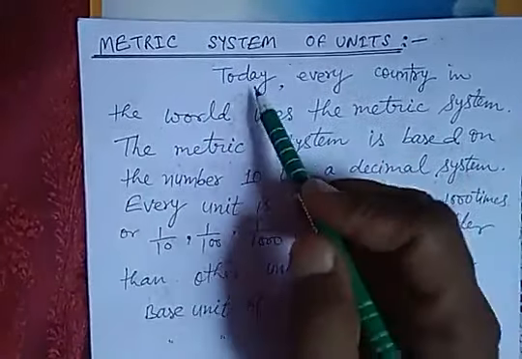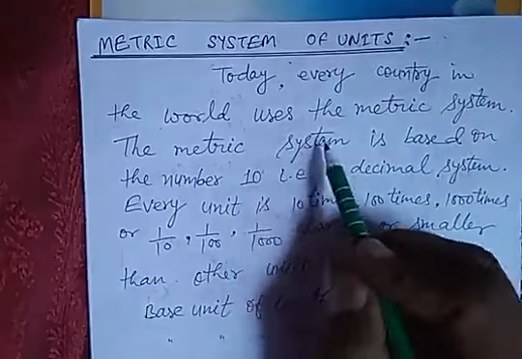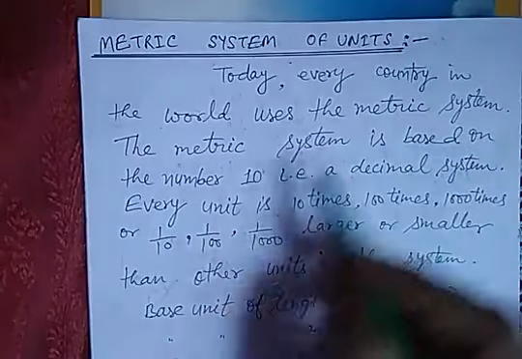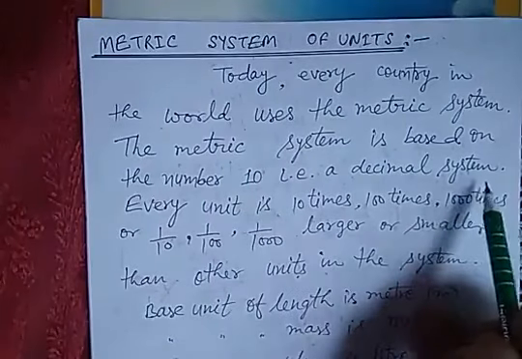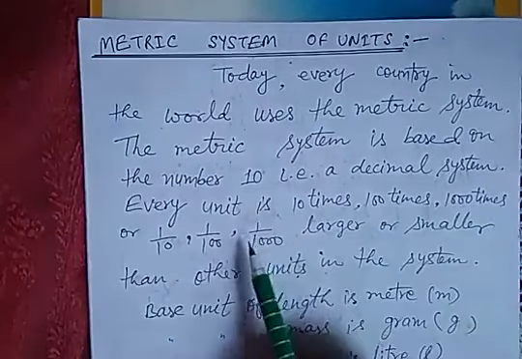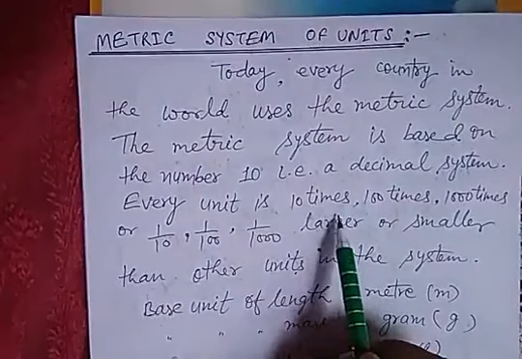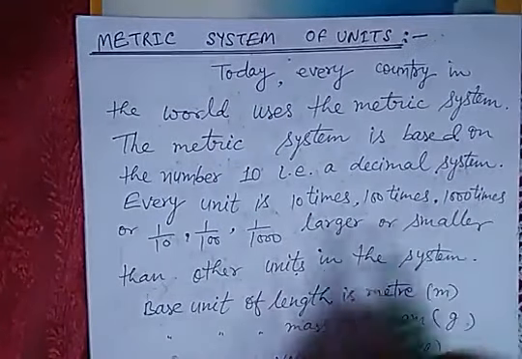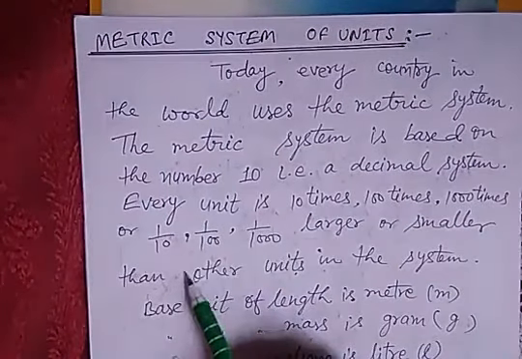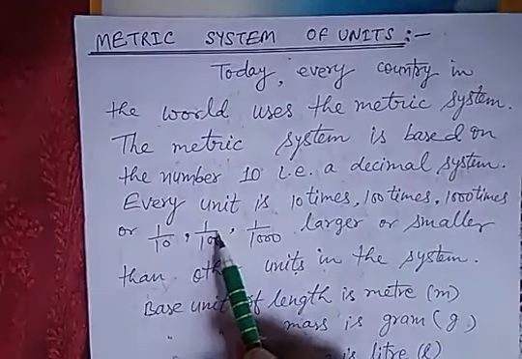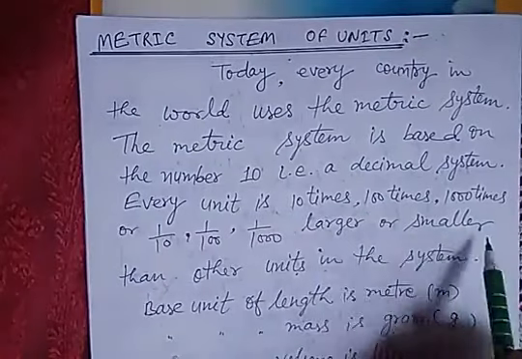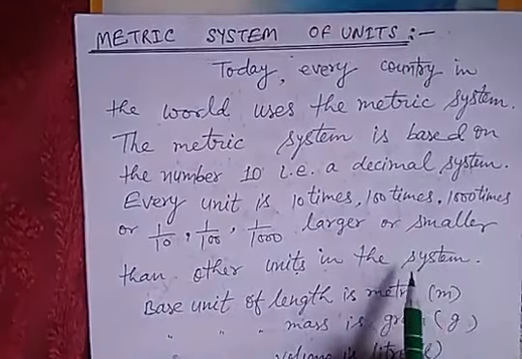Metric system of units. Today, every country in the world uses the metric system. The metric system is based on the number 10, that is, it is a decimal system. Every unit is 10 times, 100 times, 1000 times, or 1 upon 10, 1 upon 100, 1 upon 1000, meaning one tenth, one hundredth, one thousandth, larger or smaller than other units in the system.